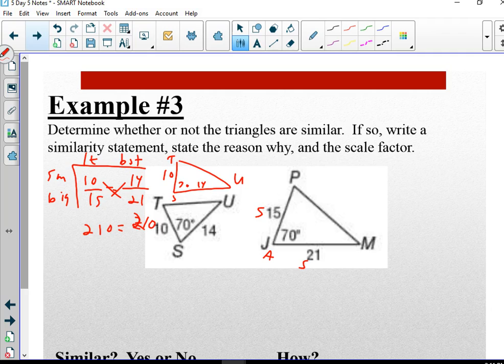Another way is to reduce both fractions. 10 over 15 is 2/3, divided by 5, top and bottom. And 14 over 21 divided by 7, top and bottom, is 2/3. So that's another way. I also could have divided 10 by 15 and got 0.6 repeating, and 14 by 21 got 0.6 repeating. Three different ways to prove proportionality.